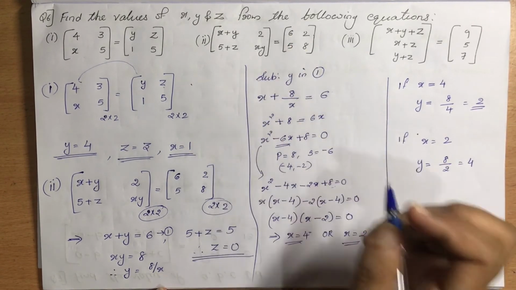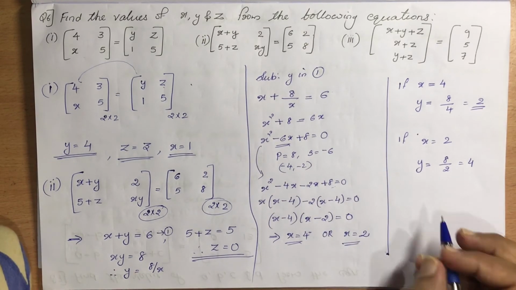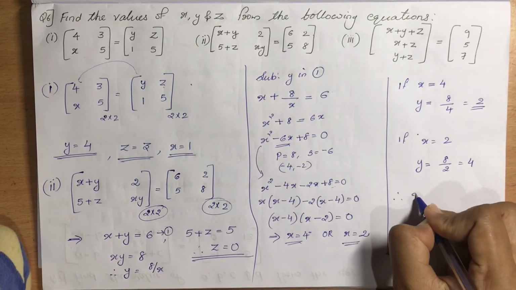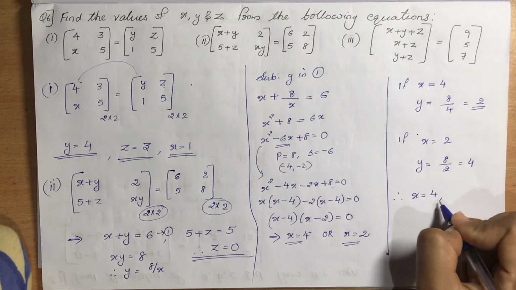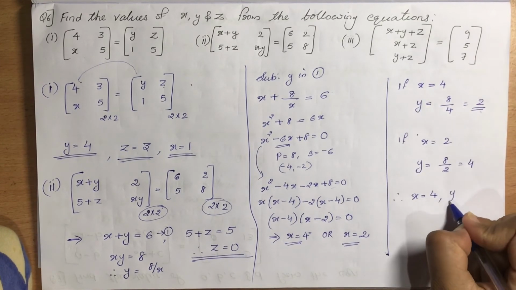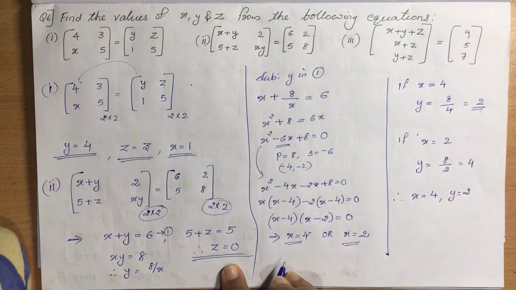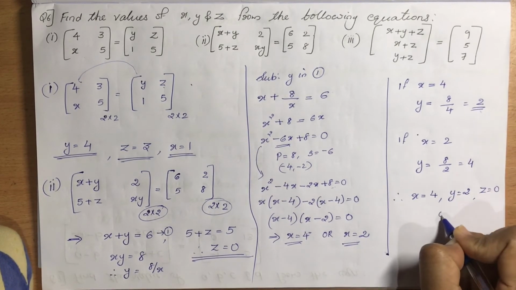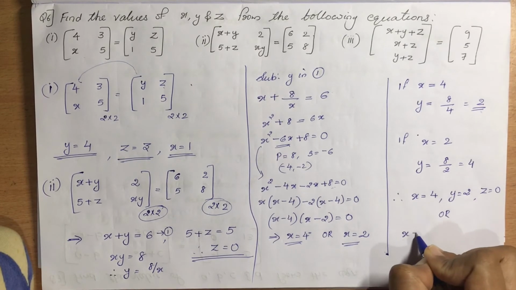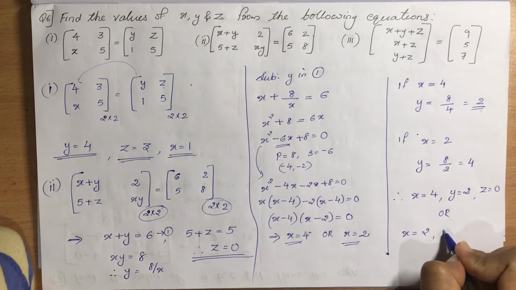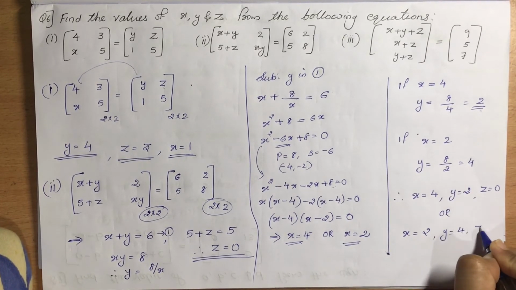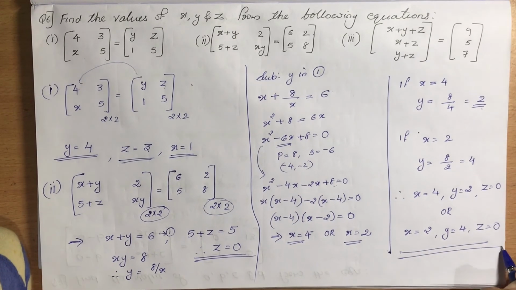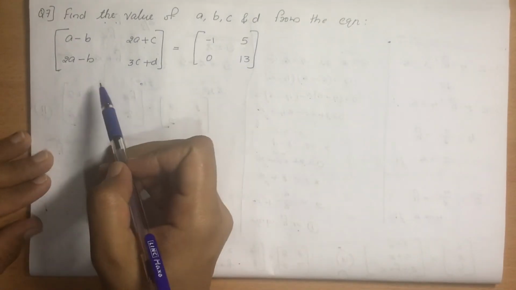So therefore, we need to find the value of x, y, z, right? So therefore, x equal to 4. If x equal to 4, what is the value of y? y equal to 2 and z value is always constant only. That means z equal to 0. Or x equal to 2, that time y value is 4 and z equal to 0. This is the answer.